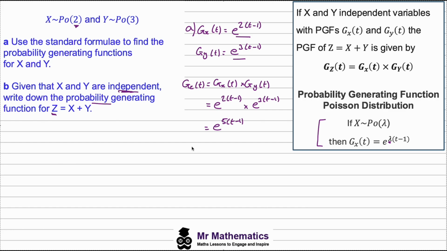So then you can see that z would be distributed with a Poisson of lambda 5. And we can tell that this is correct because you could just add the 2 and the 3 together when you have independent Poisson distributions. Let's try another question.